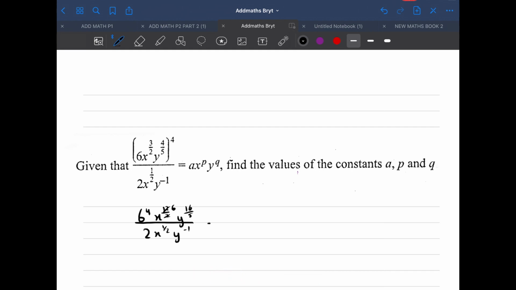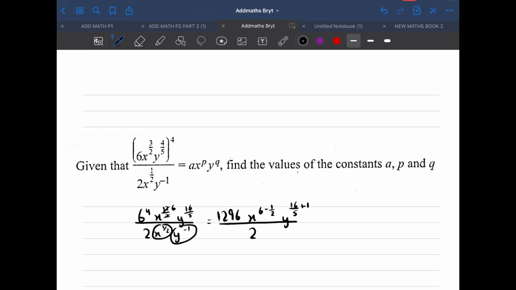Now what 6 power 4 is? It's 1296, x power 6. When the x in the denominator will come in the numerator, it's going to become minus half. Then y power 16 upon 5. The denominator y power minus 1, when it will come in the numerator, it will become plus 1.